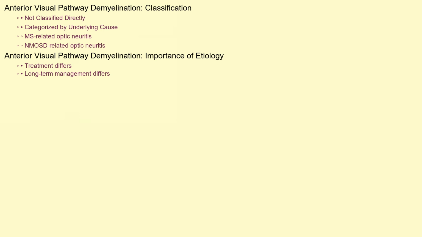While there aren't specific classifications of anterior visual pathway demyelination itself, the condition is often categorized based on its underlying cause, such as MS-related optic neuritis or NMOSD-related optic neuritis. This distinction is important because the treatment and long-term management may differ depending on the etiology.